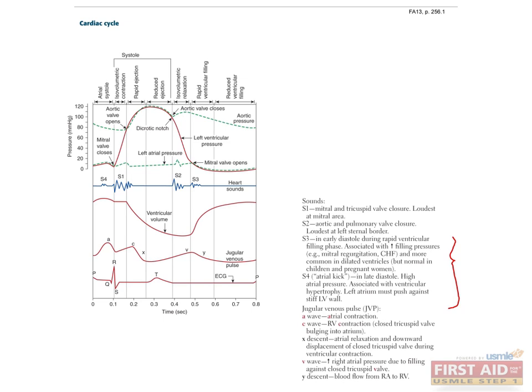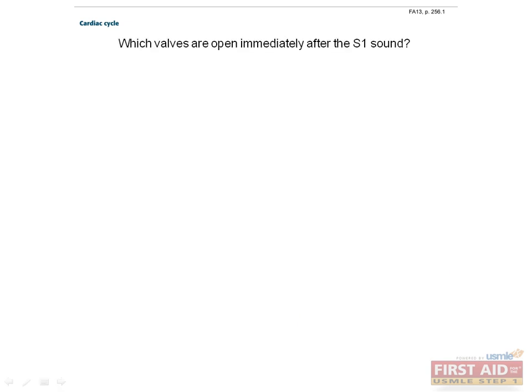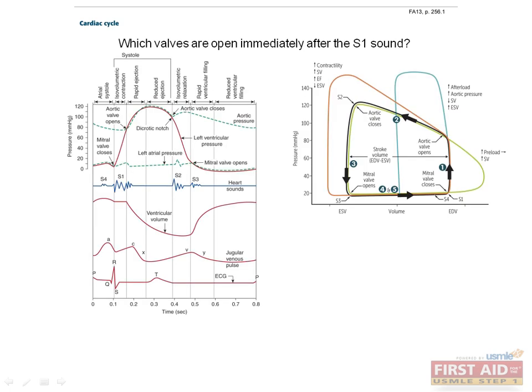Before we move on, let's take a minute to go over what we've learned so far about heart sounds. Ready? Immediately after you hear the S1 sound in a normal heart, which valves are open? This is a difficult question, but the answer is none of them. The S1 sound is caused by the closure of the mitral and tricuspid valves, so these two are obviously closed. But if you think back to the cardiac cycle, there still has to be a phase of isovolumetric contraction before the aortic and pulmonic valves open. So immediately after S1, all of the heart valves are closed.